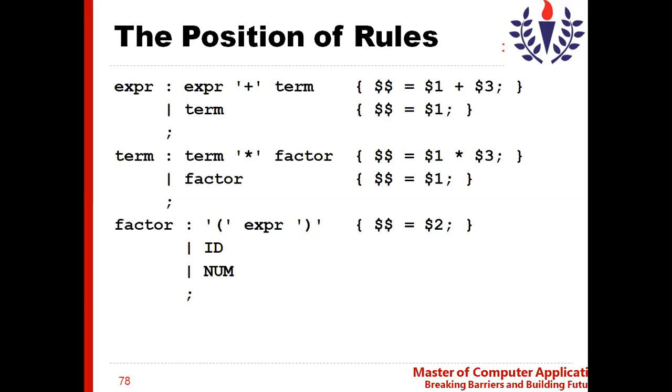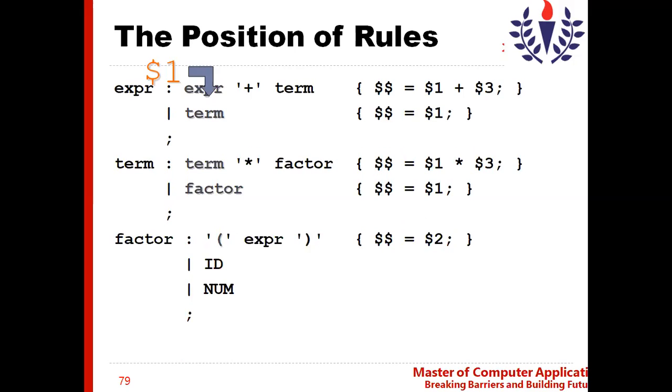Similarly, when you go to the next grammar, term colon term into factor. In the action part, $$ is equal to $1 into $3, that is term into factor. And when you look at the third grammar, factor is equal to expression within the brackets, parenthesis. So $$ is equal to $2, because $1 represents the open bracket and $3 represents the close bracket. So $2 is nothing but the EXPR, which is shown here. $1 is the open bracket, $2 is EXPR and $3 is the close bracket.